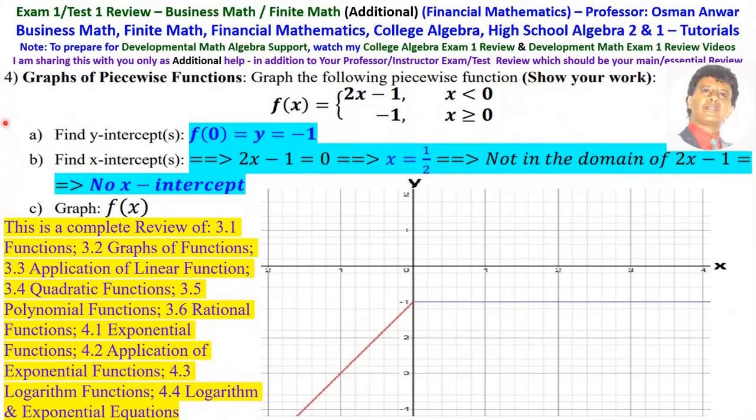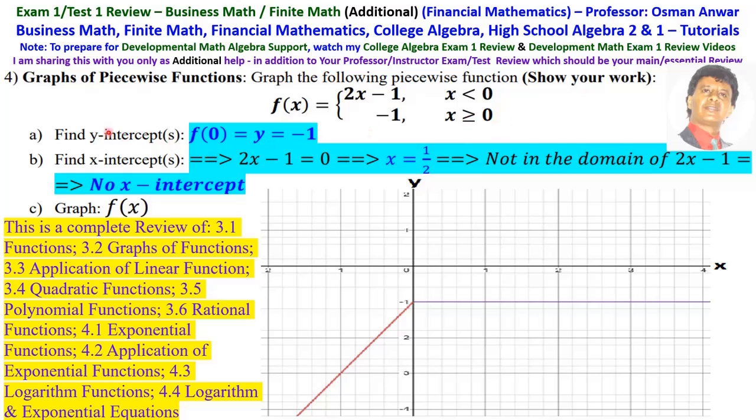Number 4 is graph of piecewise function. Graph the following piecewise function. f(x) equals 2x minus 1 when x is less than 0. f(x) is equal to minus 1 when x is greater than or equal to 0.